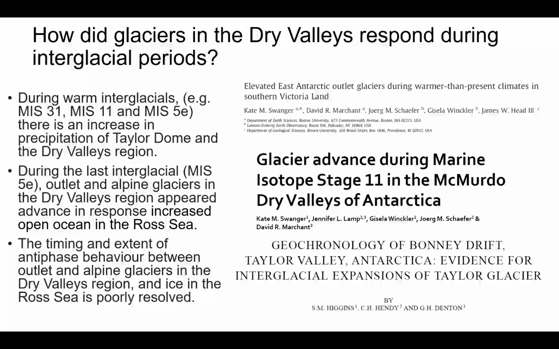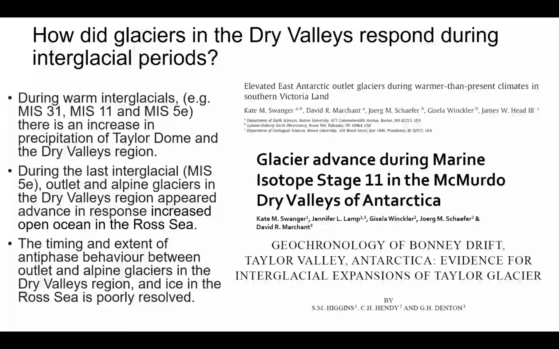One of the interesting things is during the warm interglacial periods in the Dry Valleys, there has been an advance of the alpine and the outlet glaciers. So these glaciers almost act as a proxy for changing precipitation and changing conditions in the Ross Sea. The Taylor Dome records show there is an increased precipitation during these warm intervals, which causes this advance. The question is, how does that moisture get delivered, and what does that mean for sea ice and ice shelf conditions? And like in the Ross Sea, the records are quite sparse and the time constraints are poorly resolved.